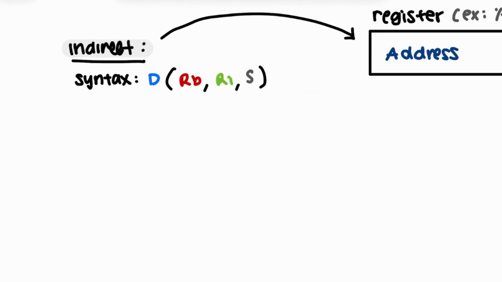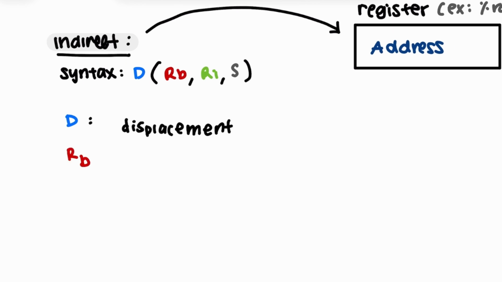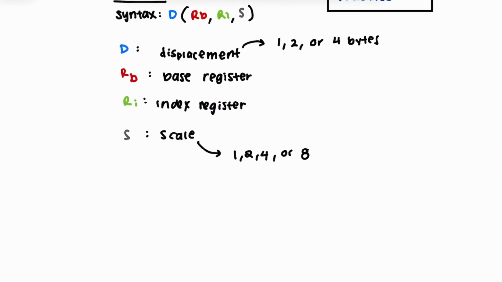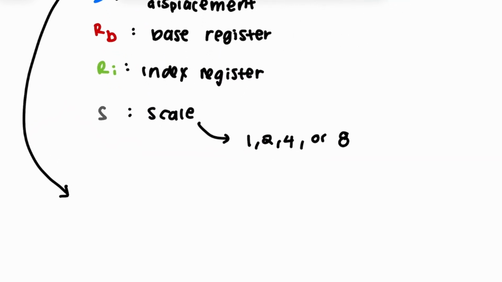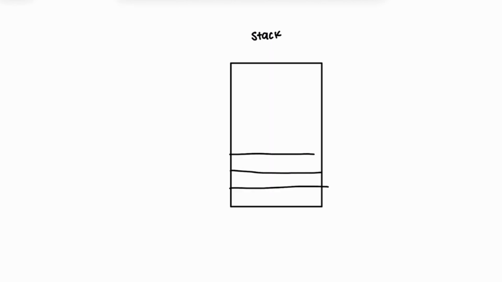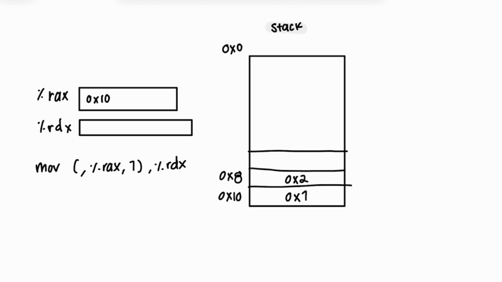This is what the syntax looks like for our formula. We have D on the outside. D is equal to our displacement. RB is our base register. RI is our index, and we have our scale. And the computation that you get as a result would be D plus RB plus RI times S. Our stack grows towards the lower memory address, and then let's say we have 0x10, 0x8.